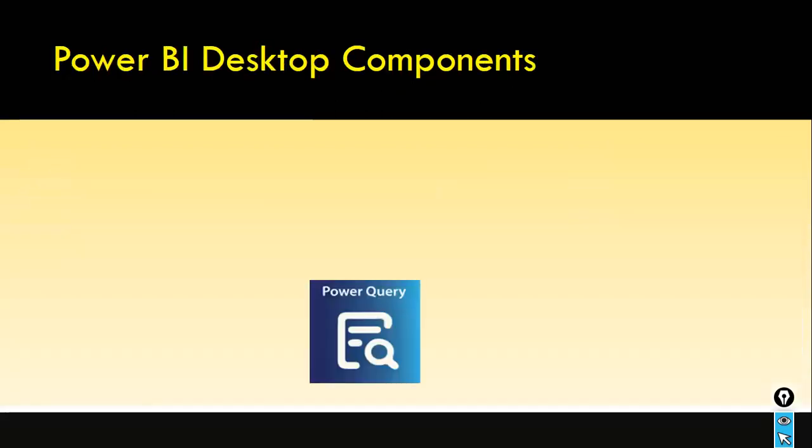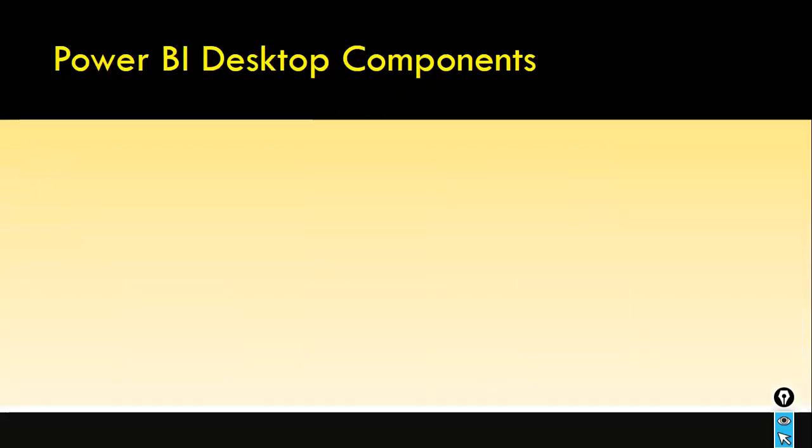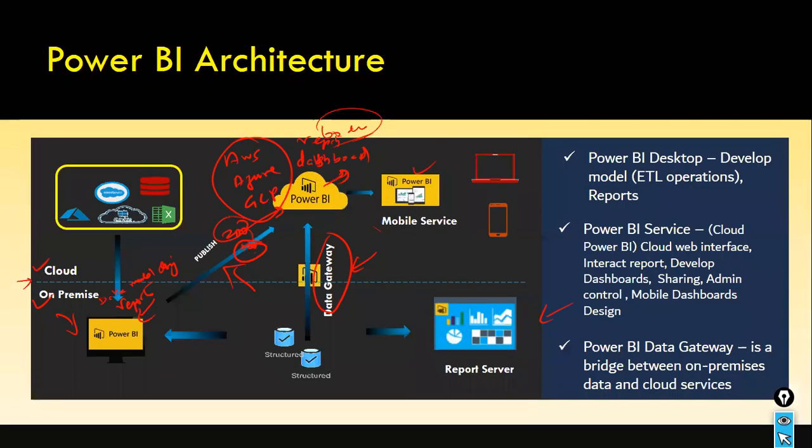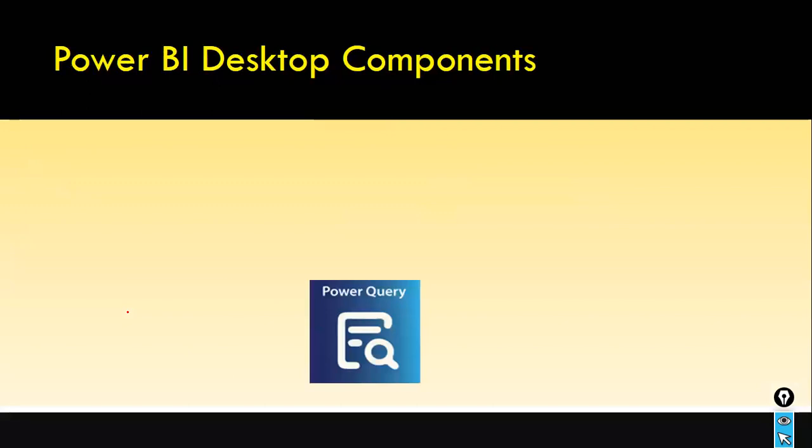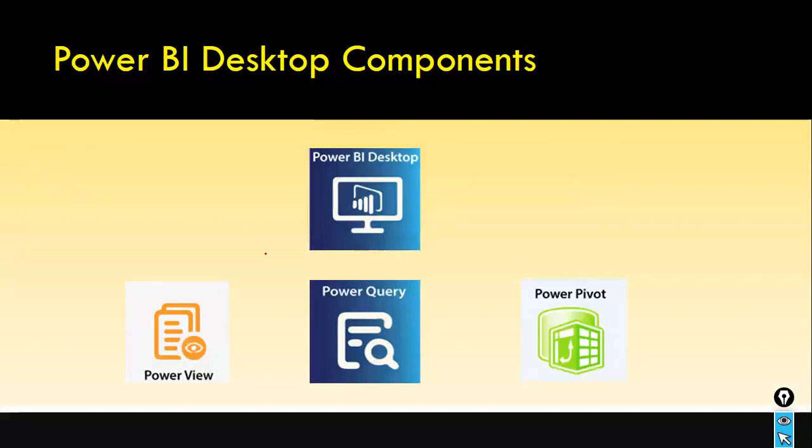The next one is the Power BI desktop components. So far, we discussed the various components that were available as part of the Power BI architecture. Now, within this Power BI desktop itself, we will take a look at what components are available as part of it. As part of the Power BI desktop, there are three components: one is the Power Query Editor, the next one is Power Pivot, and the other one is Power View.